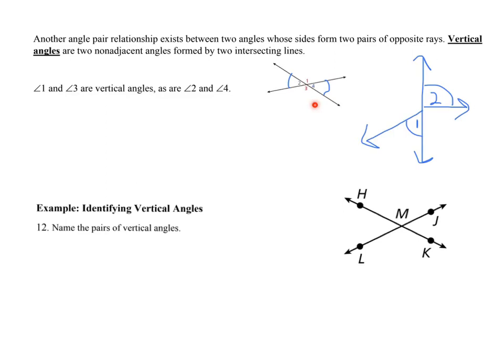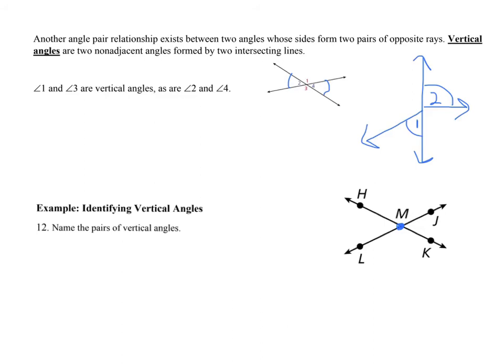So, quick example. I know I didn't describe this very specifically, but it's just something that you gotta look out for and understand. So let's look at this example. It says, name a pair of vertical angles. So the first thing we want to look out for is, do we have two intersecting lines? Yeah, we do. We have two intersecting lines that intersect at M. So what that means is, if I see two angles that are going in opposite directions from that point of intersection, those are going to be vertical angles.